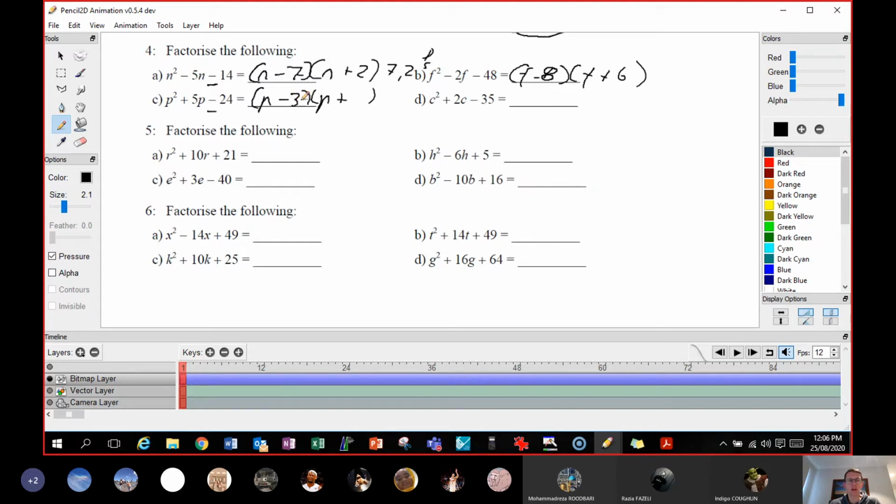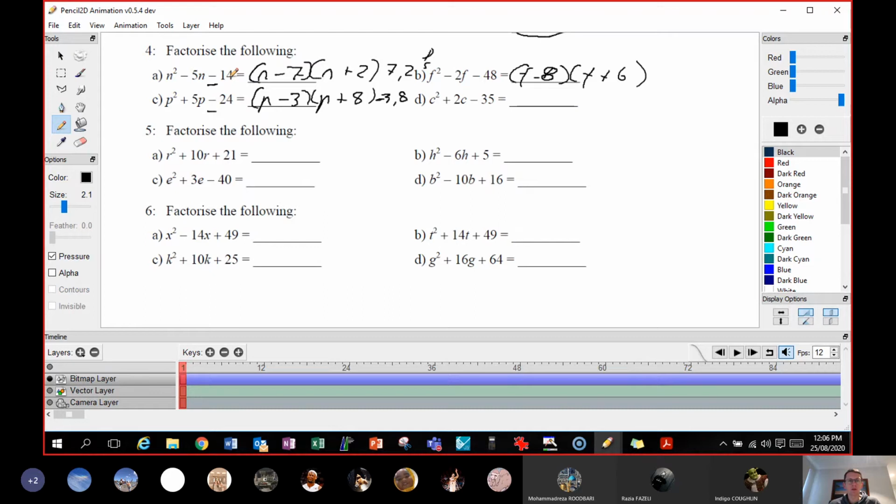So 3 would be negative and 8 would be positive to give you positive 5p. That's going to give you 8p, that's going to give you minus 3p. So positive 5p. So it's going to be 3 and 8, and we want the difference of positive 5, so therefore it needs to be negative 3 here.